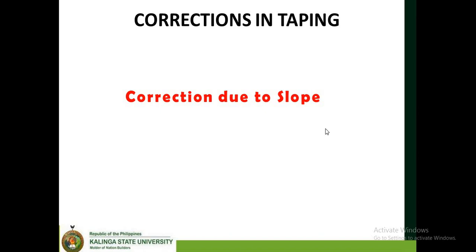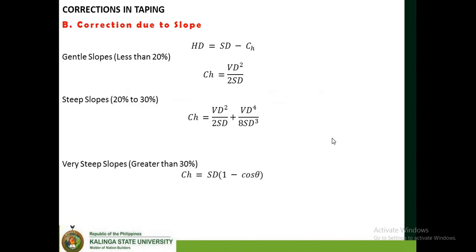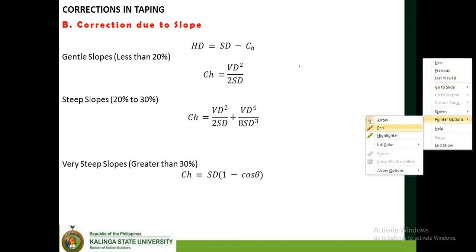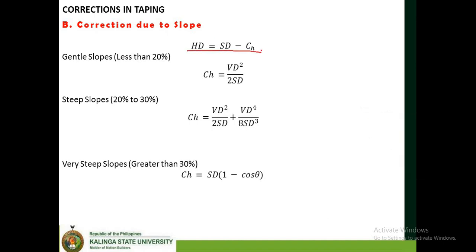Another correction we have to take into consideration is the correction due to slope. Now, when we say slope, kumbaga yung line ay naka-incline. So, for the correction due to slope, this is our equation: HD is equal to SD minus CH. Take note, itong HD na to, this is the horizontal distance. SD is the slope distance. CH, this is the correction due to slope.